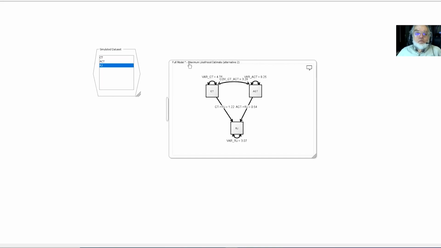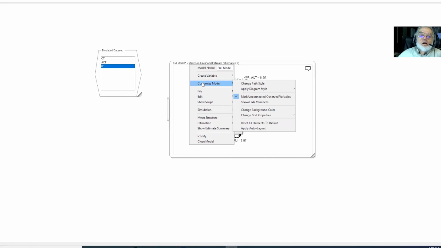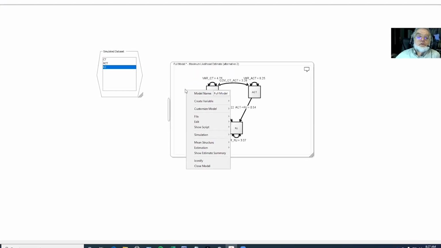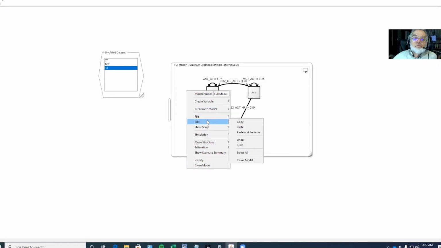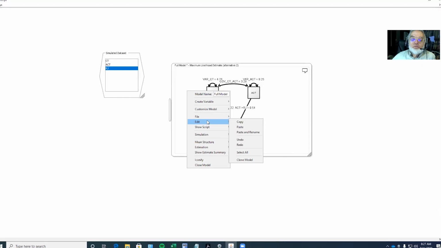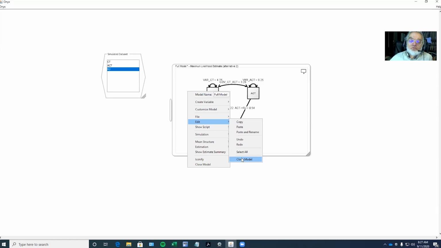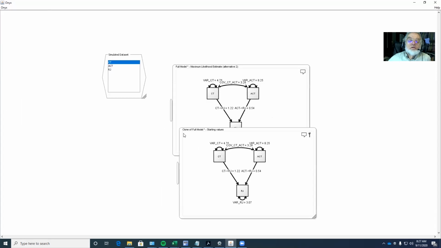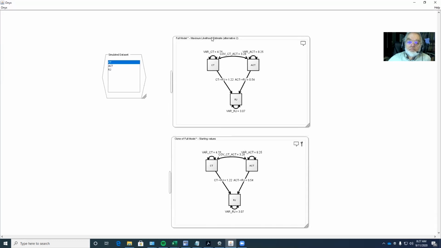And if I right-click up here, I will see an option underneath Edit, which says Clone Model. And what that's going to do is make a copy of my picture. Ta-da! So here now we have a model which is exactly the same as what I had before.